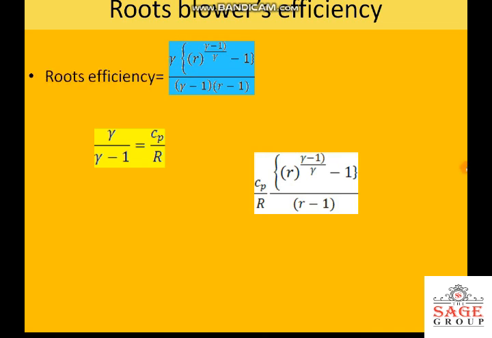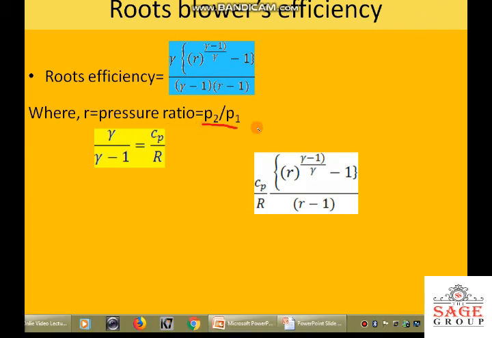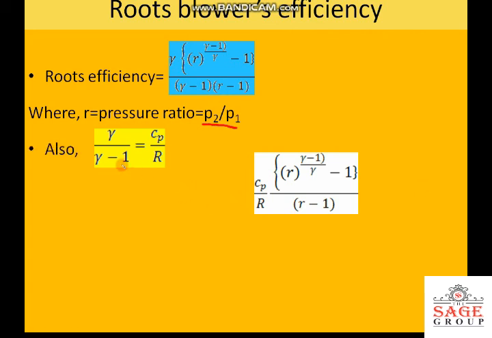Also here the roots blower efficiency is written in this relation: efficiency equals gamma upon gamma minus 1 into (R to the power (gamma minus 1) upon gamma minus 1) divided by (R minus 1), where R is the ratio P2 by P1. Now gamma upon gamma minus 1 is equal to Cp by R. So by replacing this value here, the roots blower efficiency can also be written as Cp by R into (R to the power (gamma minus 1) upon gamma minus 1) whole upon (R minus 1).